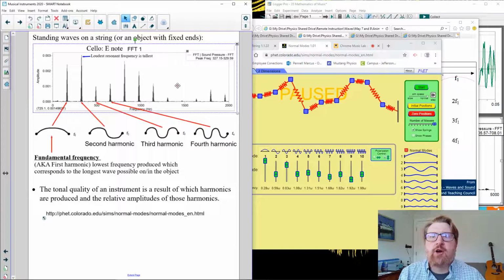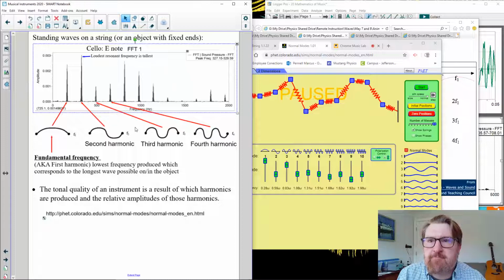Now, if we go back to the notes here, the taller the spike, the louder that particular resonant frequency is. And it's not uncommon when you play a stringed instrument with a bow to actually get the second harmonic louder than the fundamental. So this is playing the fundamental pretty loud, the second harmonic a little louder, not much of the third harmonic, not much of the fourth harmonic, a lot of the fifth harmonic. Some of that has to do with where the bow drags across the string.